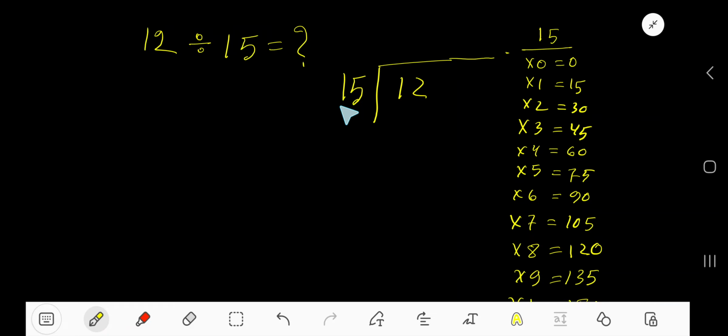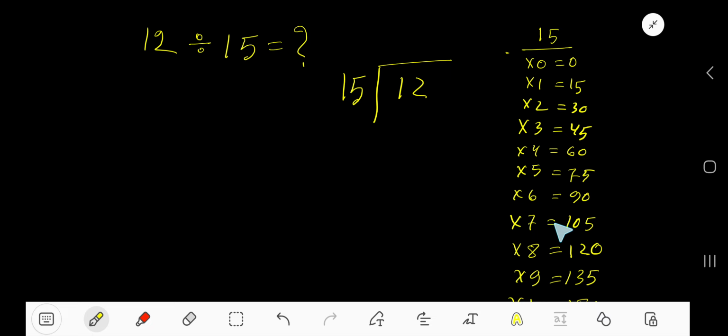12 divided by 15. Here 15 is a divisor, so we need the multiplication table of 15. 15 times 0 is 0, 15 times 1 is 15, 15 times 2 is 30, 15 times 3 is 45. To find the multiplication table of 15, just add 15 to the previous step. 0 plus 15 is 15, 15 plus 15 is 30, 30 plus 15 is 45, 45 plus 15 is 60.